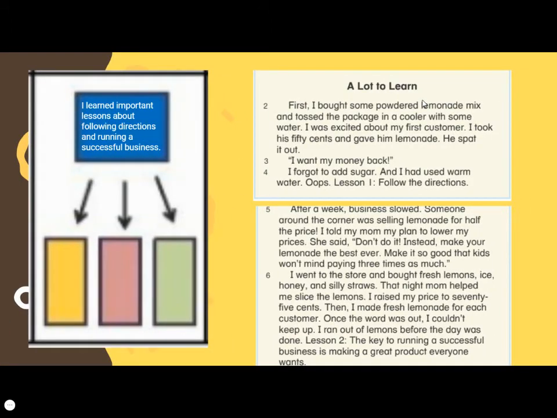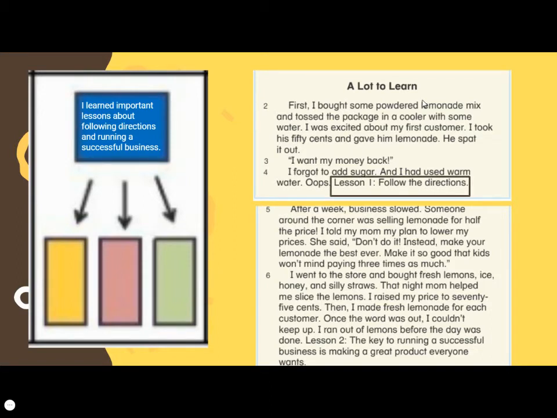From the title and details from the story, we can find the main idea of this story. Authors use details to support the main idea of the writing. Look at the beginning of this story. How does this support the main idea?